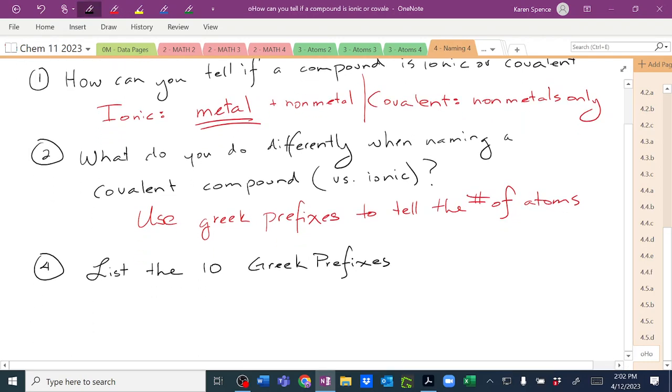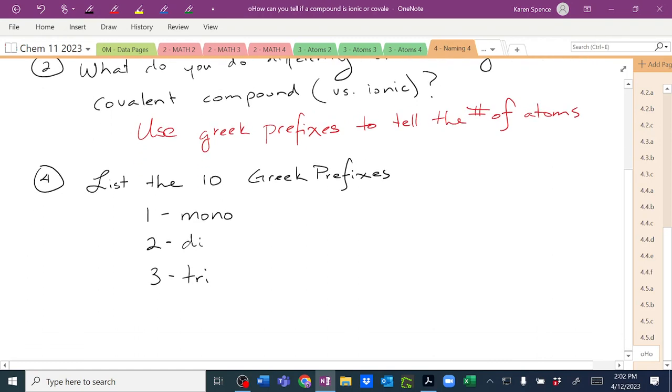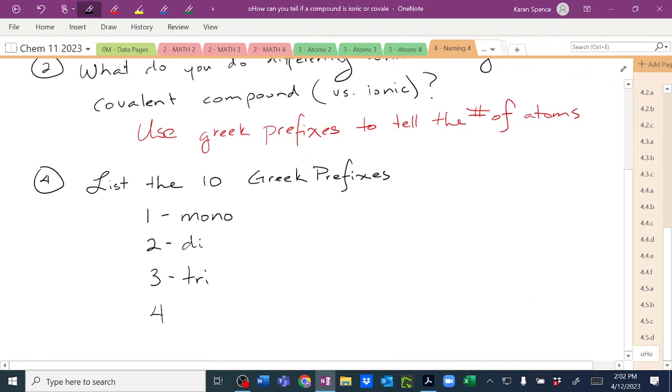Okay. Some of them are pretty easy. One is mono. 2 is di. 3 is tri. Okay, like a tricycle. 4 is one that usually messes people up, so spend some time sticking it in your head. What's 4? Tetra.